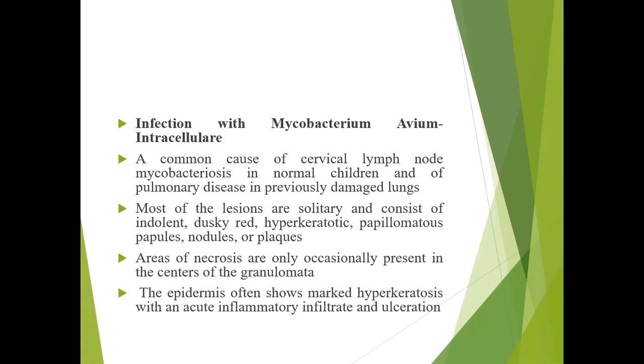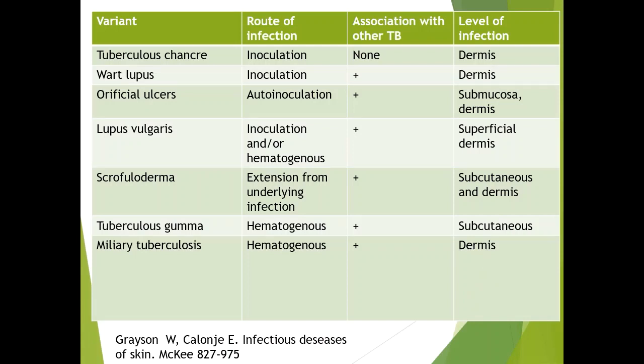This is a tabular column to distinguish the types of cutaneous tuberculosis. In tuberculous chancre and warty lupus, the infection is through inoculation, and orificial lesions through autoinoculation. Lupus vulgaris can be through inoculation or hematogenous spread. Scrofuloderma is due to extension from underlying infection, and tuberculous gumma and miliary tuberculosis are due to hematogenous spread. All these are associated with other tuberculosis except for tuberculous chancre.